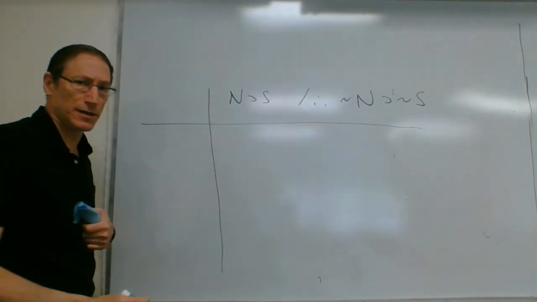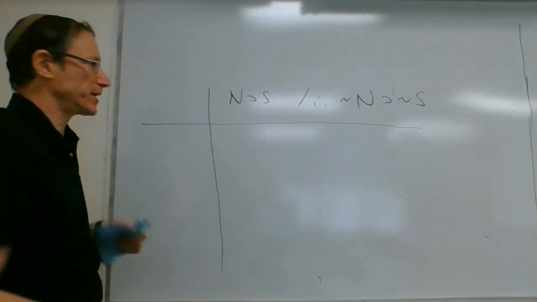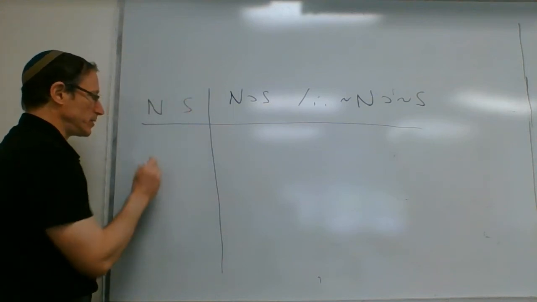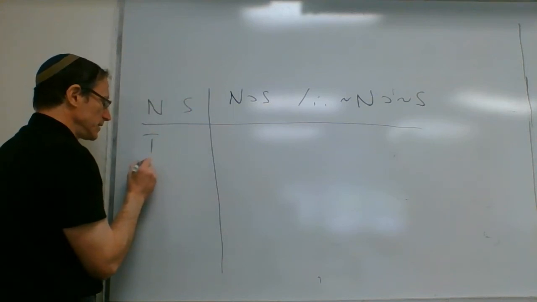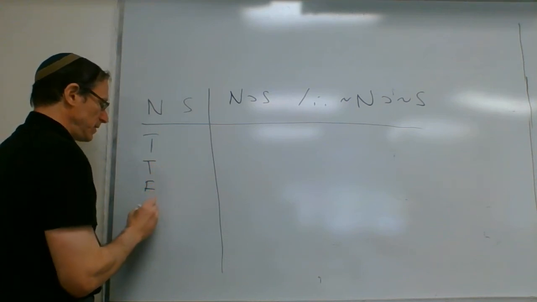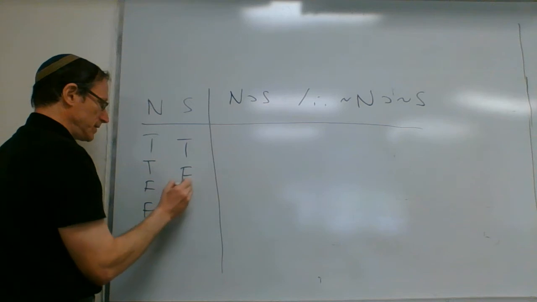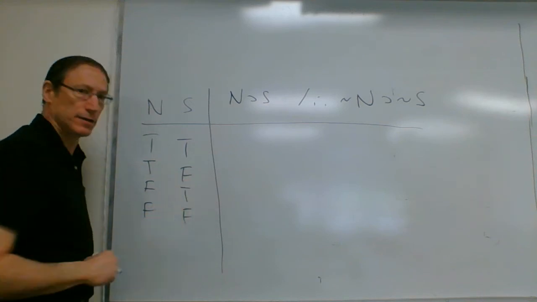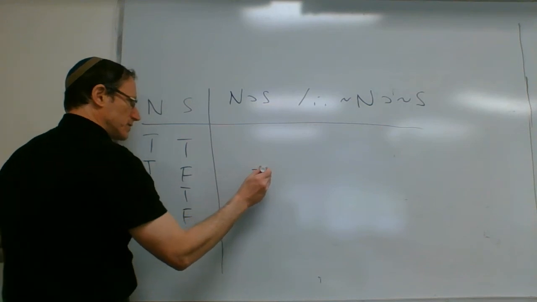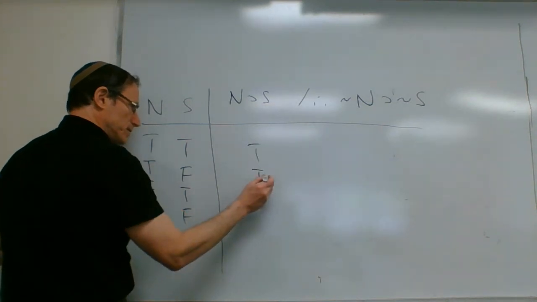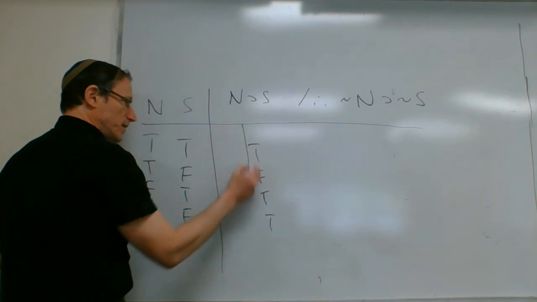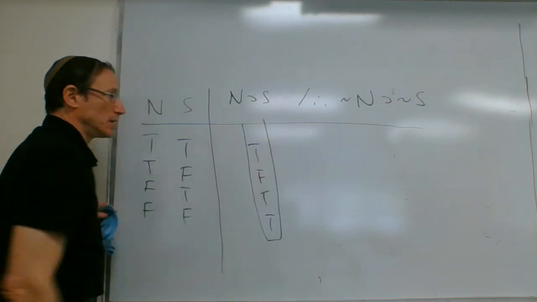Write the components in alphabetical order. So we have N and then S. With two components, there's four possibilities. T, T, F, F, T, F, T, F. Right? N horseshoe S is false only on the second row, true otherwise. So sorry, this is true, false, true, true. This is the value of the premise.